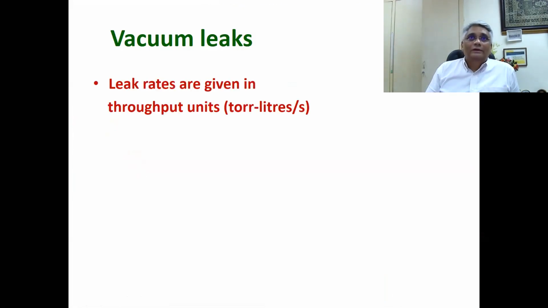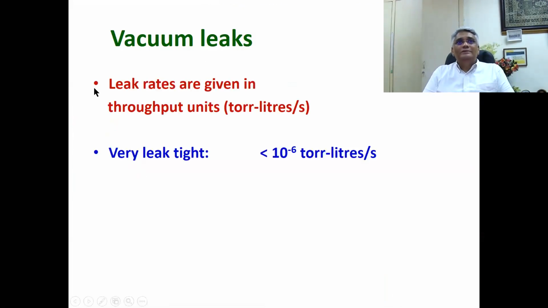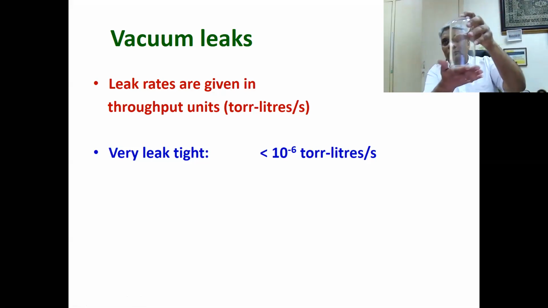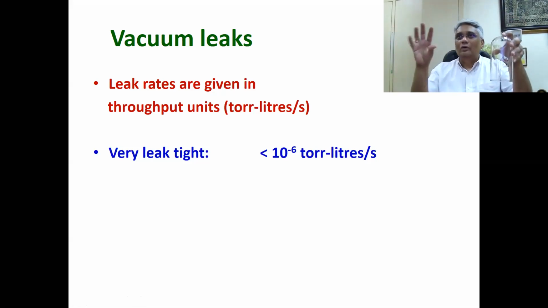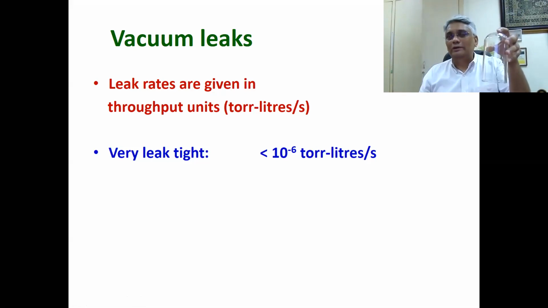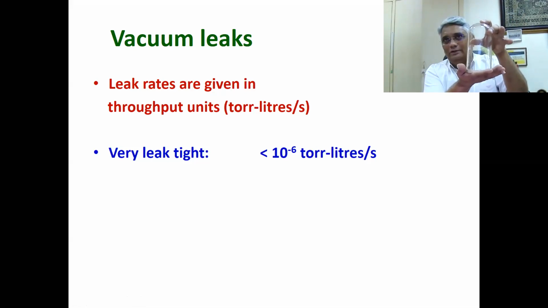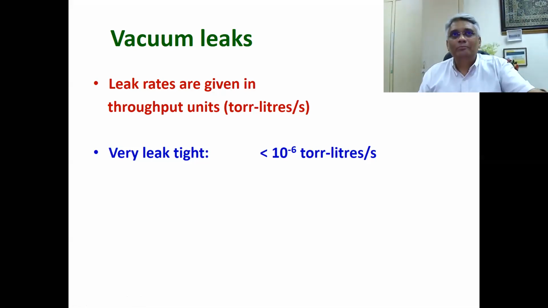Okay. Now, the vacuum leaks. The leak rates are given in throughput units, Q units, throughput in torr liter per second. Again, you have a chamber, you evacuate it for some time, and with a normal rotary pump, I achieve a vacuum of 10⁻² torr. Then I cut off the source, and I want to see how long the vacuum is sustained. That determines vacuum leaks, or how leak tight the system is.